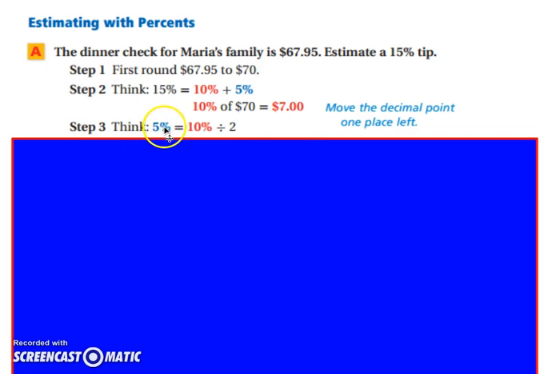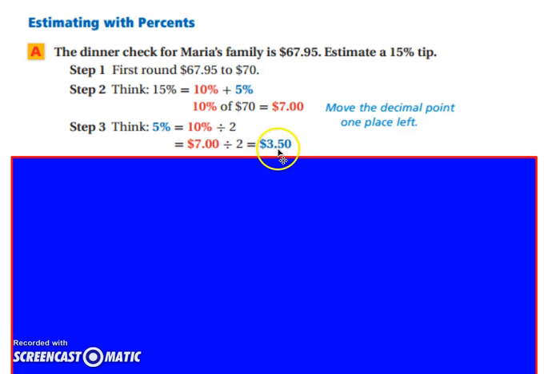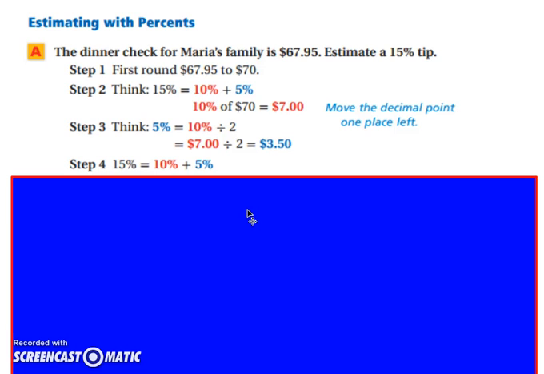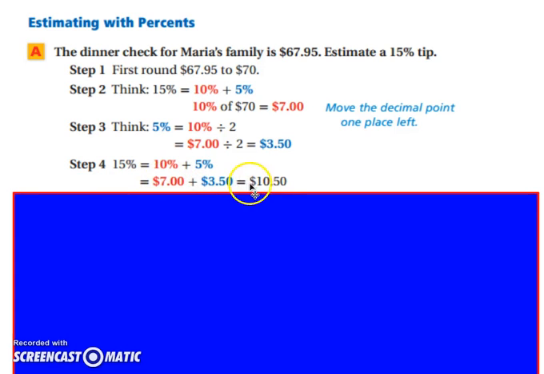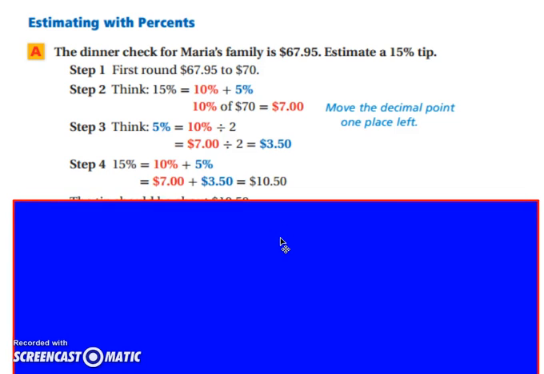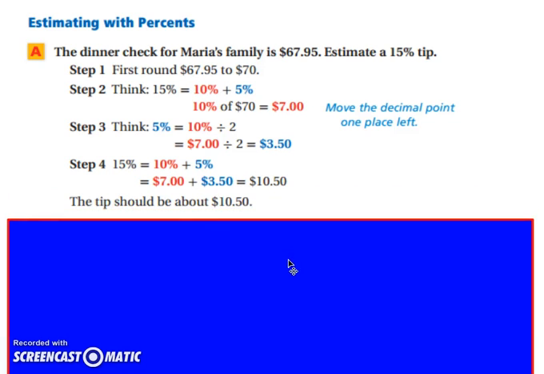Step 3. Well, 5% is half of 10%. 5 is half of 10. So if we know that 10% is $7, what's half of 7? $3.50. Okay, so you have 10% and 5%. If you add those together, you will end up with 15%. So 7 plus 3.5 is 10.5. Now I know most of you guys have calculators that will do all of this for you. However, it's nice to be able to do it in your head pretty quickly and get a fairly close estimate. So we have $10.50, and that would be the tip.